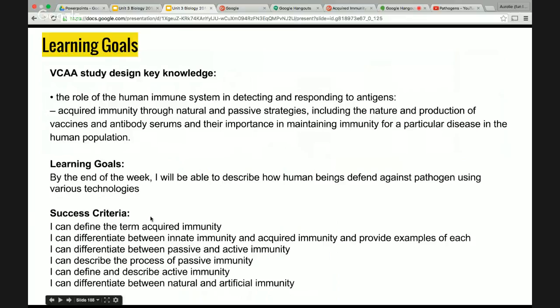Success criteria: you will be able to define the term acquired immunity. You will be able to differentiate between innate immunity and acquired immunity and provide examples of each. You will be able to differentiate between passive and active immunity. You will be able to describe the process of passive immunity. You will be able to define and describe active immunity and differentiate between natural and artificial immunity. So obviously there's quite a few things to get through here.